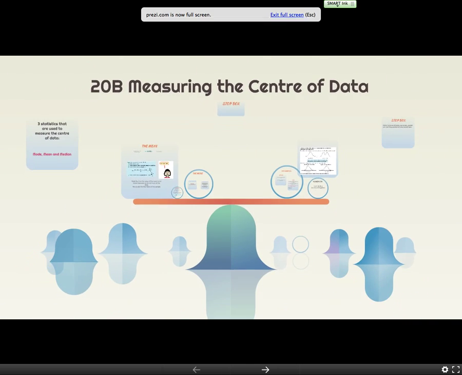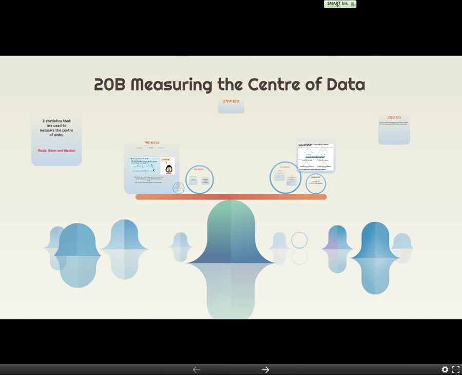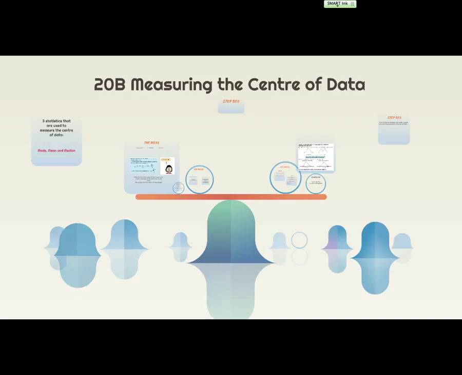Okay, here we go. So it says 20B, measuring the center of data. You actually already know most of this stuff. Now, 20B is separated into B1, B2, and B3. This is only the notes for B1 today. I know it doesn't say that up there because this is the title for the whole section. And there's not like a separate title for B1, but this is only the notes for B1 today.